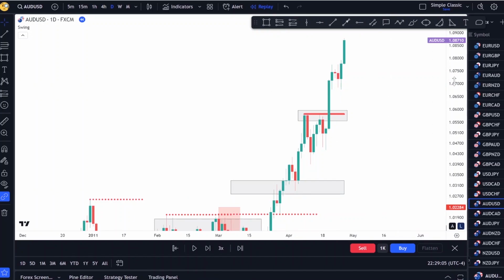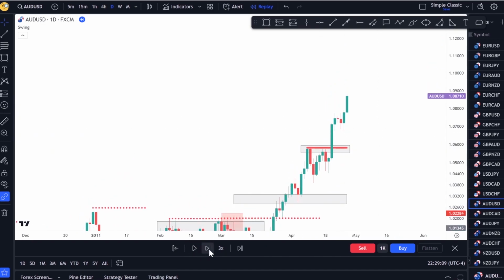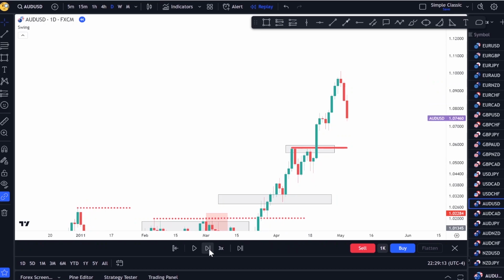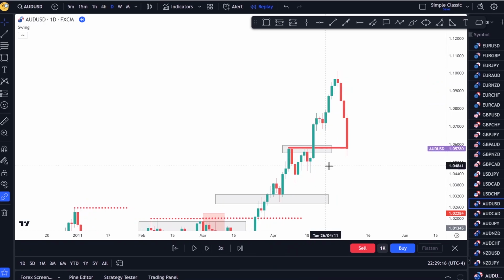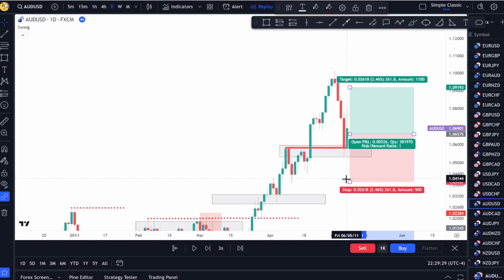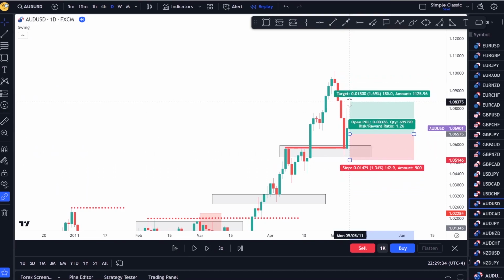Quite a momentum here in this move. Okay, good drop all the way here. Now let's see if we have a change in momentum. Yes, we do. And then we can buy this down here, stop loss below, and then take profit.